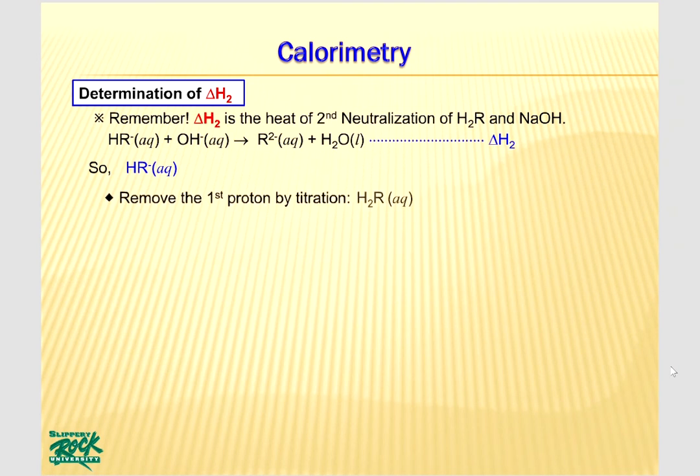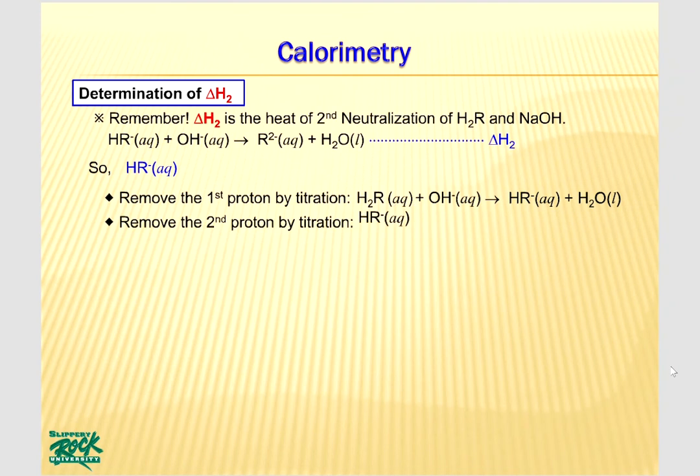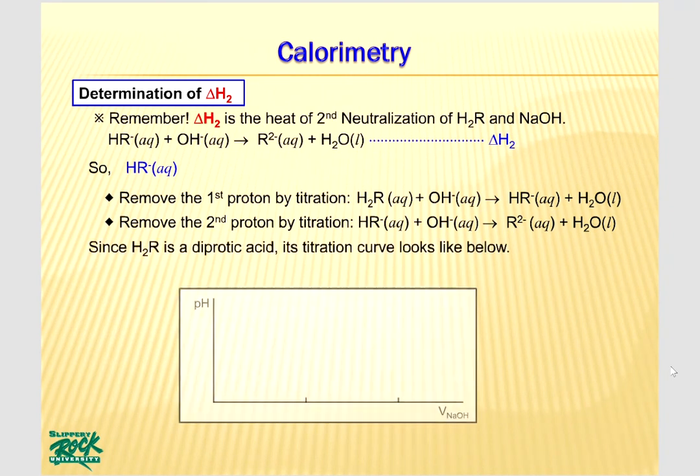Removing the first proton of H2R by a hydroxide ion produces HR- and a water molecule. Removing the remaining second proton of HR- by another hydroxide ion produces R2- and another water molecule. The titration curve looks like this. It has two equivalence points.